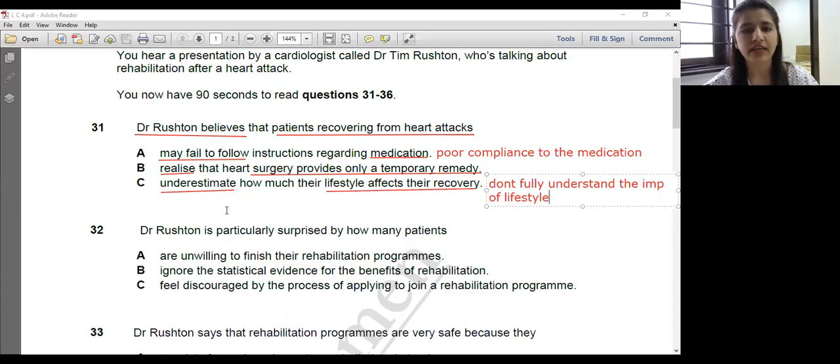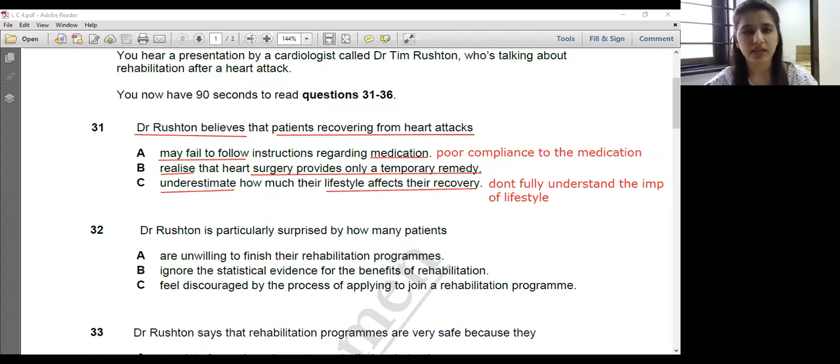So once you have analyzed the 3 answer choices, you see the differences in it. Okay, so A has more to do with medication, B has more to do with their perception, and C has more to do with their perception regarding lifestyle. So A medication, C lifestyle, and B actually is nothing about future, but it says that they have already had a surgery and now they do realize that it is a temporary remedy.